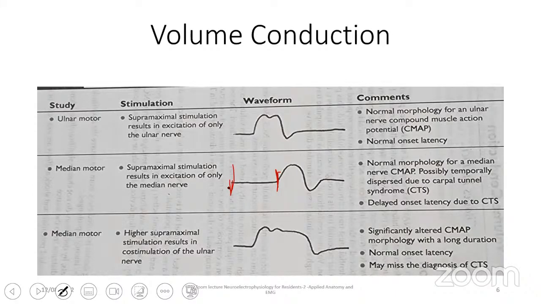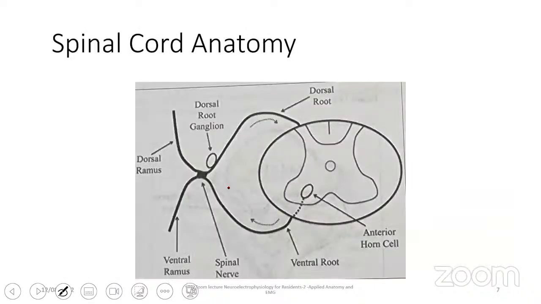So the current which you apply to the stimulating electrode should be low, and gradually you increase it. After you reach the maximum amplitude, you increase by another 20%. After that, don't increase anymore. That's the theory. Now, let's look at the spinal cord anatomy, because these are the basics which we're going to use in our EMG techniques.